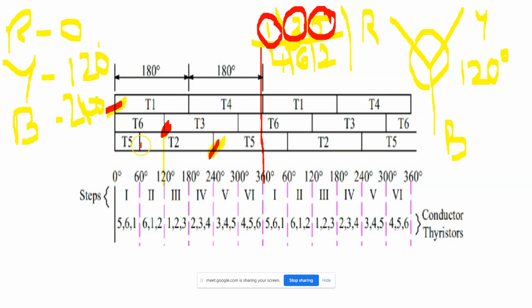Once you understand this, you can understand how we have drawn this conduction diagram. First we will just see for 360 degrees. If you understand this, you will understand the remaining also. It is the same, it just continues.